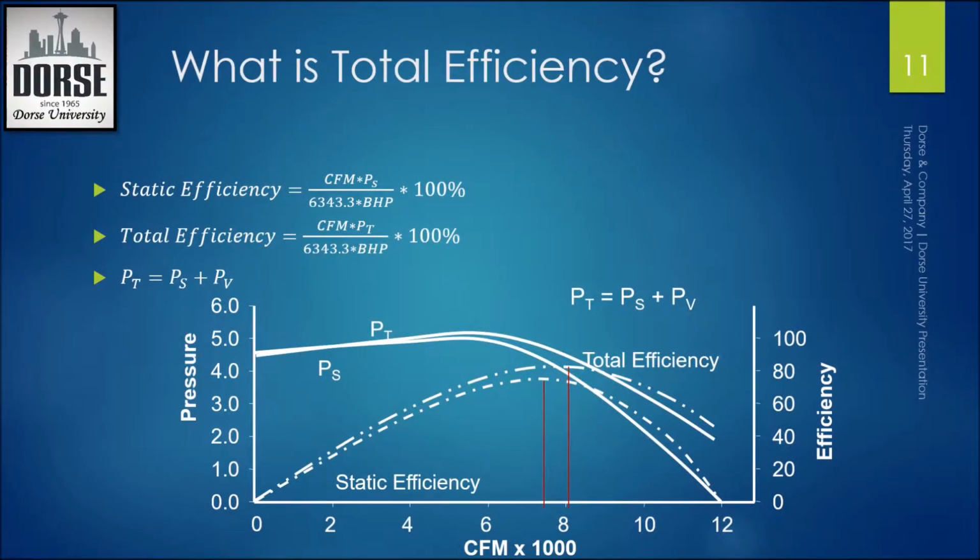The static and total efficiency formulas are similar to what we covered earlier. Substitute out the pressure to either static or total pressure, and you have either static efficiency or total efficiency. The important part to note here is that the total pressure is a sum of the static pressure and the velocity pressure, and will always be higher than your static pressure. You will see on the chart here the peak static pressure is roughly 72%, and the peak total pressure is closer to 80%.